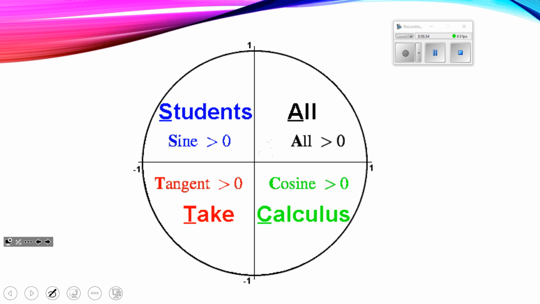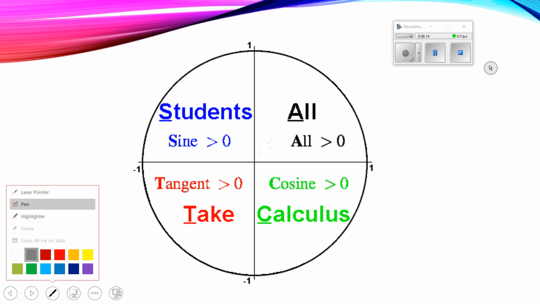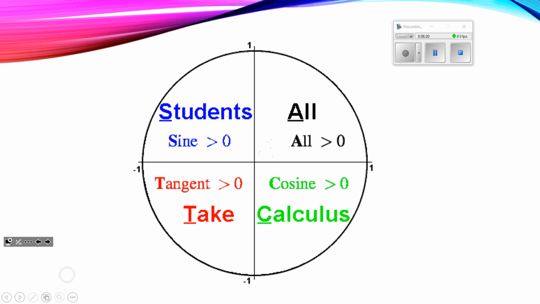All students take calculus. So here you need to know that in the first quadrant, everything is greater than 0. Everything's positive. When I say greater than 0, I mean positive. Does that make sense? Students, that means the sine is greater than 0. And if the sine is greater than 0, what else does that mean? What's the reciprocal of sine? Cosecant is going to be greater than 0. So the sine and the cosecant. Okay?